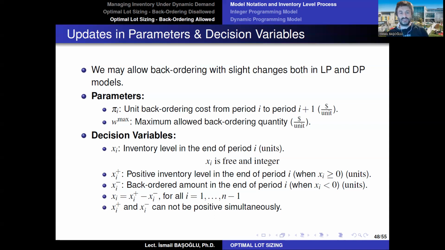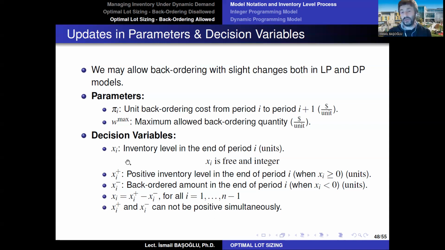This can also be introduced as a policy by the inventory manager. The inventory manager says that yes, we are allowing backordering, but up to a certain quantity. That quantity is W max, which is the maximum absolute negative inventory that you may have at the end of any period I.